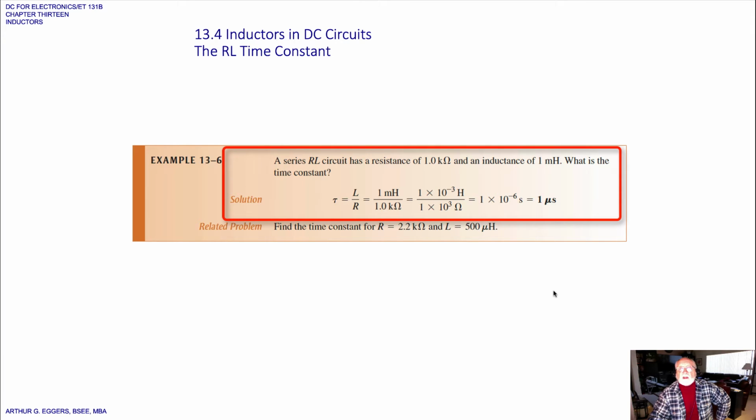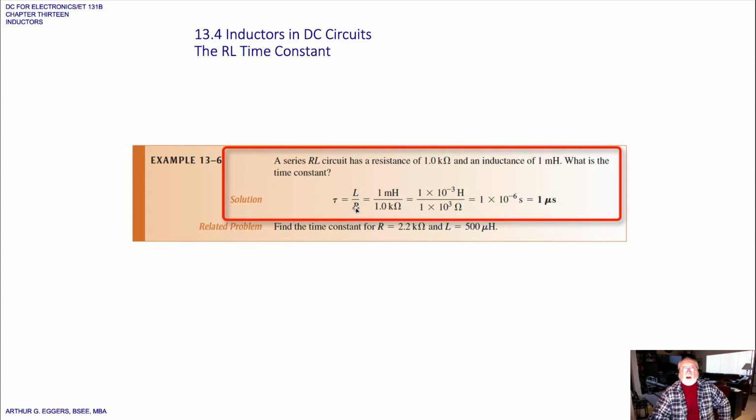So the easiest way to understand this is to start working some problems. A series RL circuit has a resistance of 1 kΩ and an inductance of 1 millihenry. Whenever you see problems like this that have k and m, notice that the math is made easier for you because here we have 3, here we have -3 as our exponential values. So what is the time constant? Let's set up the ratio.